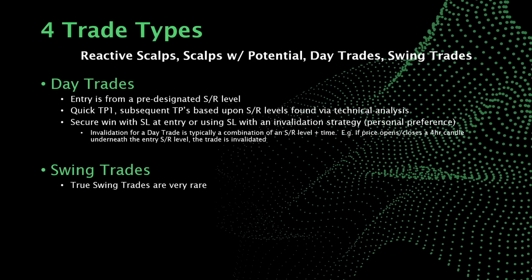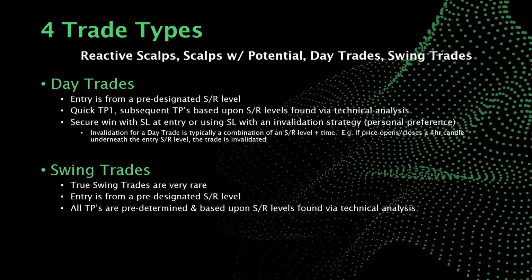But what are the characteristics of a swing trade? Just like a day trade, we are entering from a pre-designated support and resistance level, typically from a higher time frame. All take profits are predetermined. The entire trade of a swing trade is predetermined. We don't need to take quick profits because this is supposed to be a long-term trade. If it takes 12 hours or a day and a half to get to our TP1, so be it. If it's a swing trade, that's what we're expecting. So we're not getting nervous and taking profits quickly.